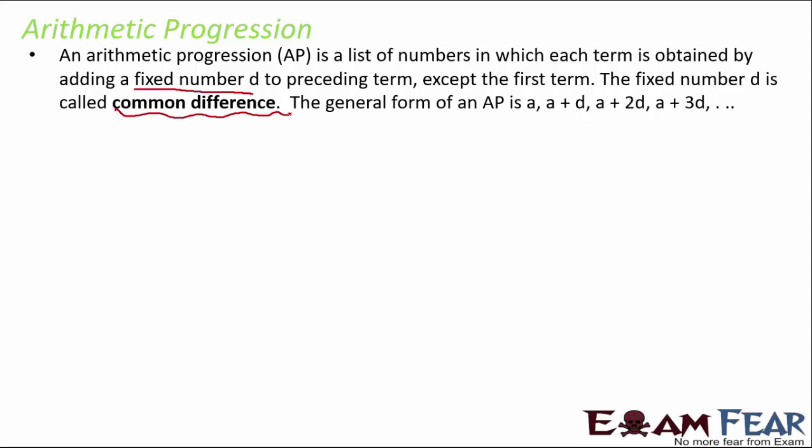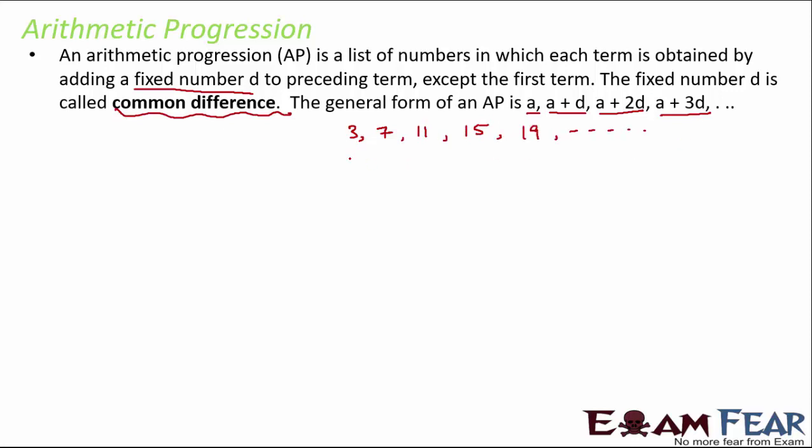So that means the general format of an AP is a, a plus d, a plus 2d, a plus 3d, and so on, where a is the first term. For example, let's say we start with 3. So 3 plus 4 is 7, 7 plus 4 is 11, 11 plus 4 is 15, 15 plus 4 is 19, and so on.